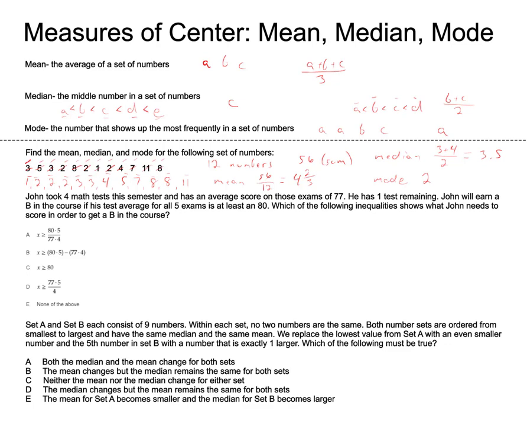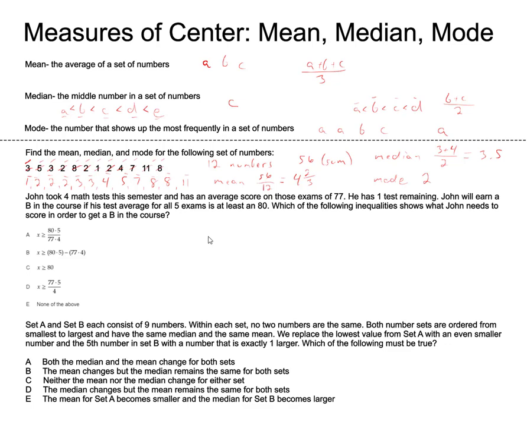The next problem is a classic ACT question on measures of center. John took 4 math tests this semester and has an average score on those exams of 77. He has 1 test remaining. John will earn a B in the course if his test average for all 5 exams is at least an 80. Which of the following inequalities shows what John needs to score in order to get a B in the course?